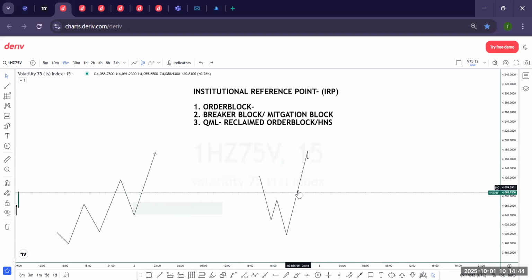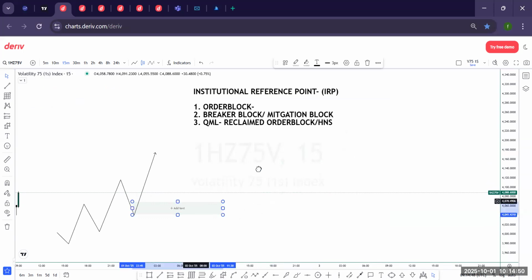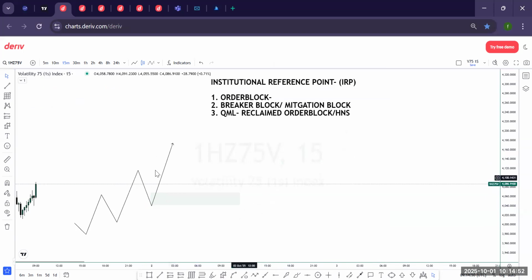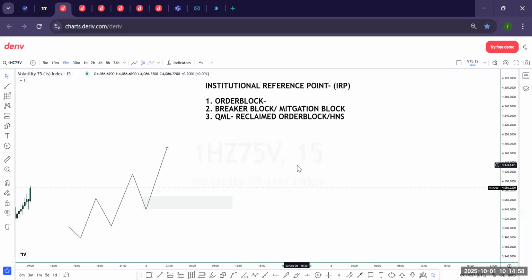I hope we are getting the explanation I just gave, right? So now, talking about this order block, whenever you have an order block, we normally wait for confirmation. Whenever you have an order block, you wait for price to come down and tap your order block, right?